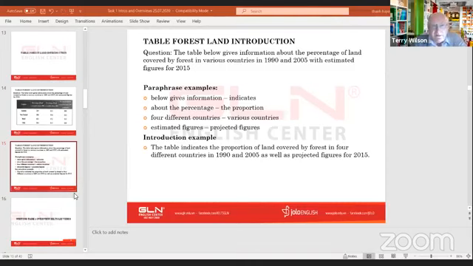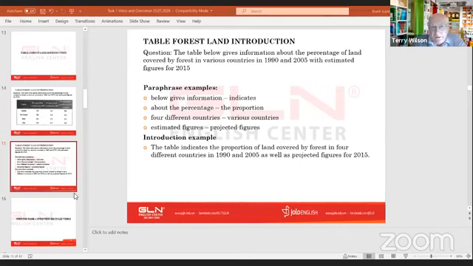So what can we paraphrase? Well, below gives information. We can change that to indicates. About the percentage, we can change that to the proportion. Various, so various countries is in the question. We can change that to 4 different countries. And the question says estimated figures. We can change that to projected figures.